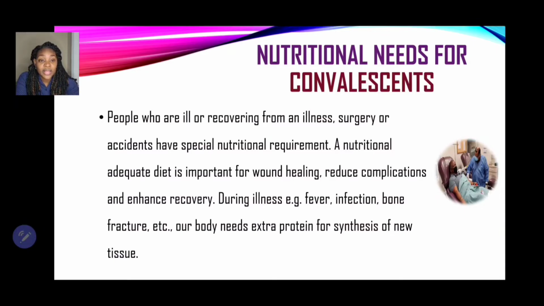Now we're looking at their nutritional needs. People who are ill or recovering from an illness, surgery, or accidents have special nutritional requirements. A nutritionally adequate diet is important for wound healing, reducing complications, and enhancing recovery. During illness, for example fever, infection, or bone fracture, our body needs extra protein for synthesis of new muscles or tissues. So right off the bat, we see that protein is important to build and repair body tissues.